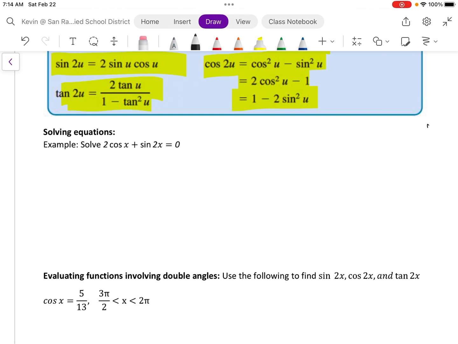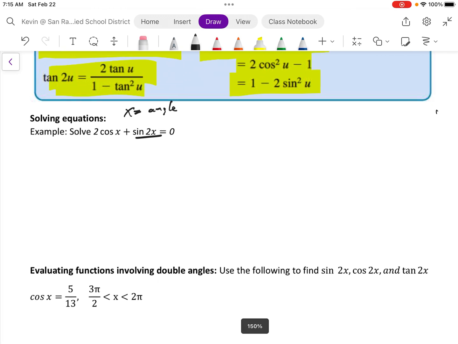All right, so we can use it to solve equations. Here we're going to solve 2 times cosine x plus sine of 2x equals 0. So we want to find x, which is an angle. We want to find what is the angle that we put in here, such that 2 times the cosine of it plus the sine of 2 times the angle all equals 0.